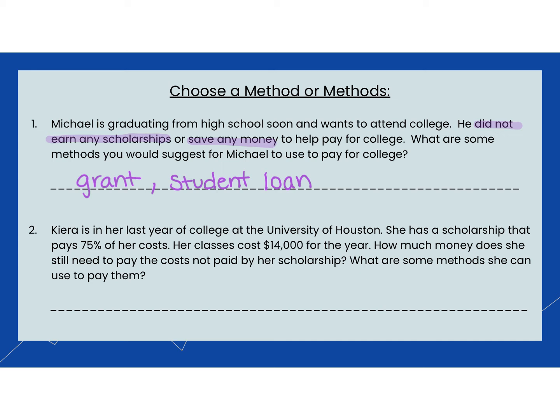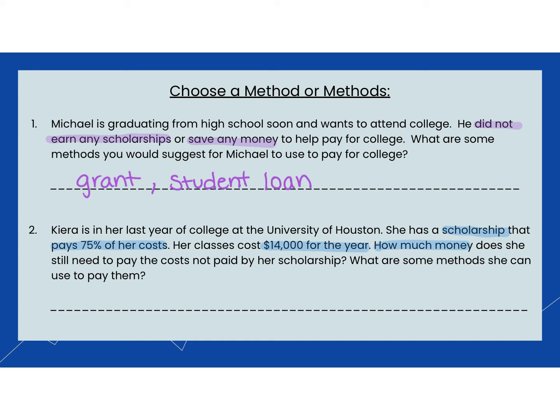Our second scenario says Kiera is in her last year of college at the University of Houston. She has a scholarship that pays 75% of her costs. Her classes cost $14,000 for the year. How much money does she still need to pay the costs not paid by her scholarship? Also, what are some methods she can use to pay that extra cost?